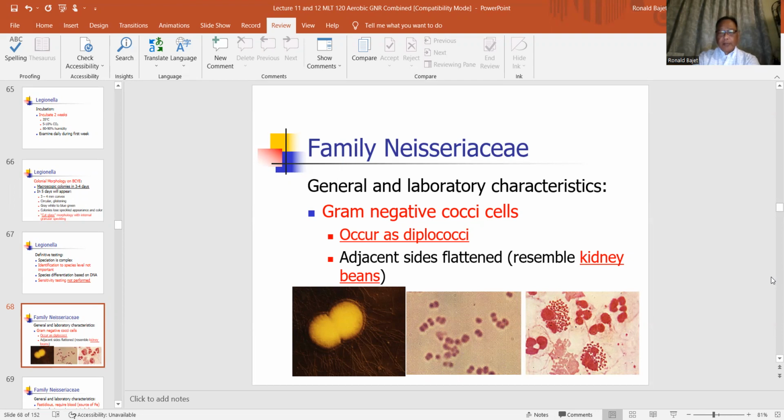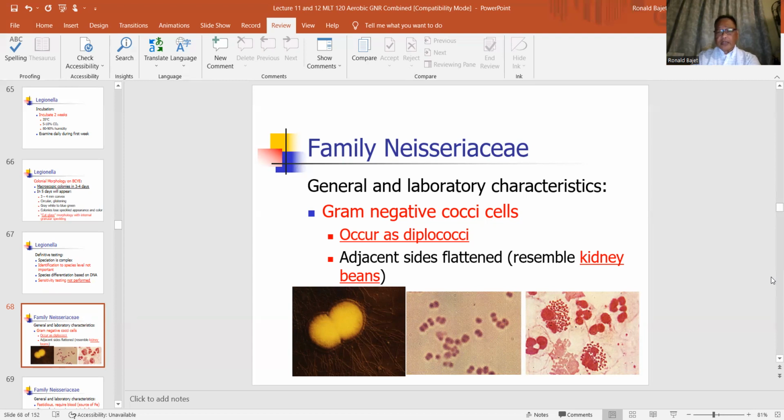Neisseria, okay, pretty important group of organisms. These are gram-negative cocci that occur as diplococci. So these are gram-negative diplococci. Okay, we just had gram-positive diplococci. That was your pneumo. But if you see gram-negative diplococci, now you need to start thinking about Neisseria. Neisseria is important because that's the one that causes gonorrhea.